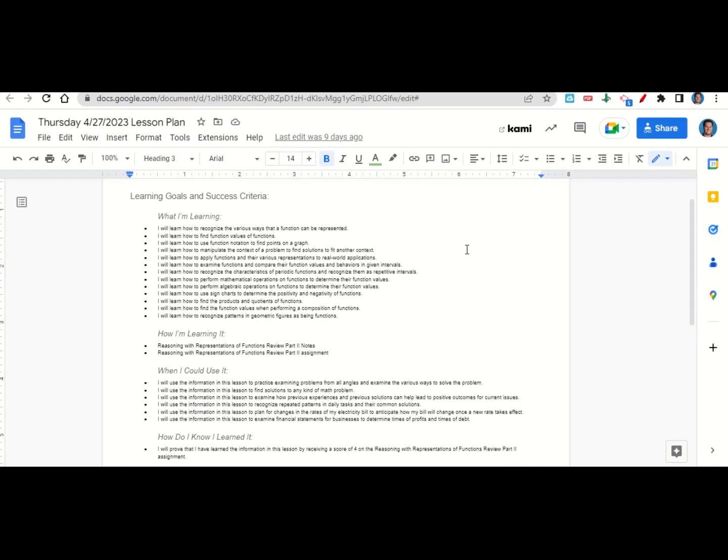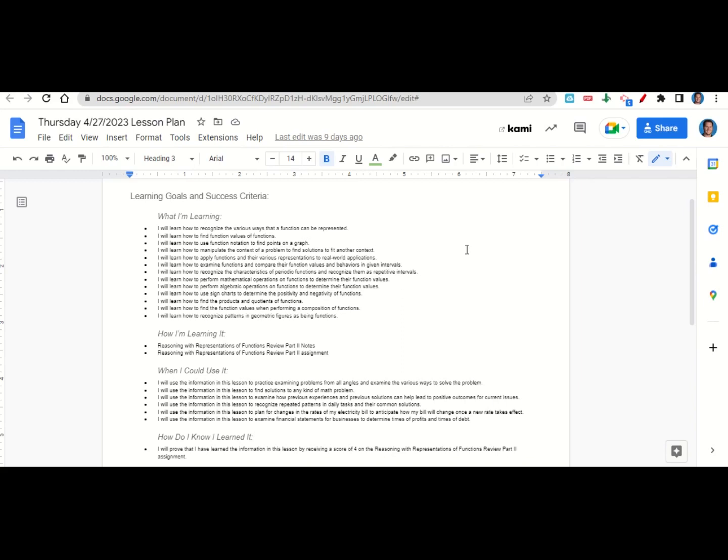To practice examining problems from all angles and examine the best ways to solve the problem, to find solutions to any kind of math problem, to examine how previous experiences and previous solutions can help lead to positive outcomes for current issues, to recognize repeated patterns in daily tasks and their common solutions, to plan for changes in rates of your electricity bill, to anticipate how your bill will change once a new rate takes effect, and to examine financial statements for businesses to determine times of profit and times of debt.